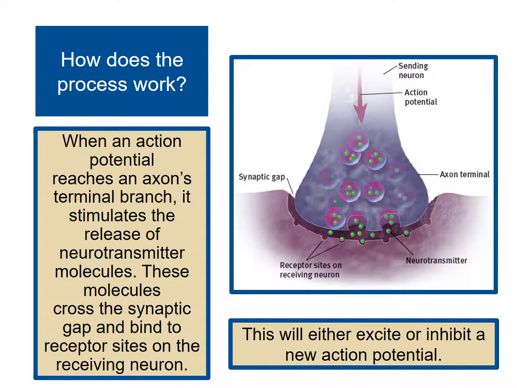So how does this work? When an action potential reaches an axon's terminal branch, it stimulates the release of neurotransmitter molecules. These molecules cross the synaptic gap and bind to the receptor sites on the receiving neuron. What that will do is either excite or inhibit a new action potential.